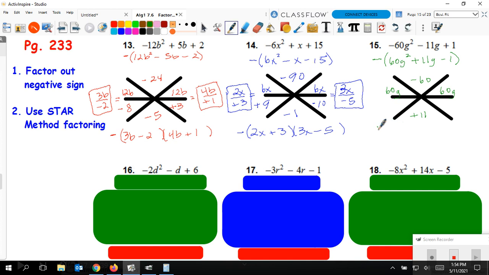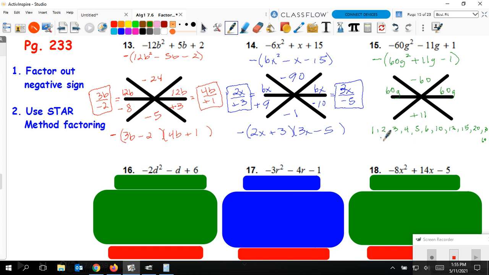So we got 1 times 60, we have 2 can go into it, 3 can go into it, 4 can go into it, 5, 6 can go into it, 7 does not go into 60, 8 does not go into 60, 9 does not, but then 6 times 10. And then we got to start going backwards. It was 5 times 12, it was 4 times 15, it was 3 times 20, 2 times 30, and then obviously 60. So what combination between these two would work?